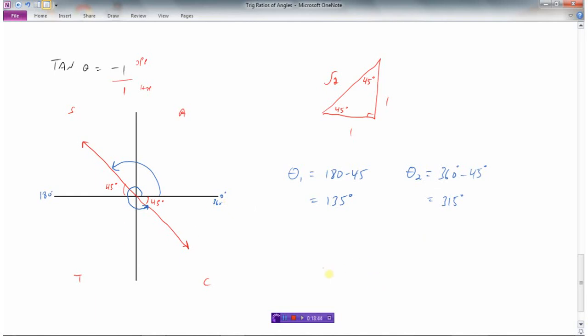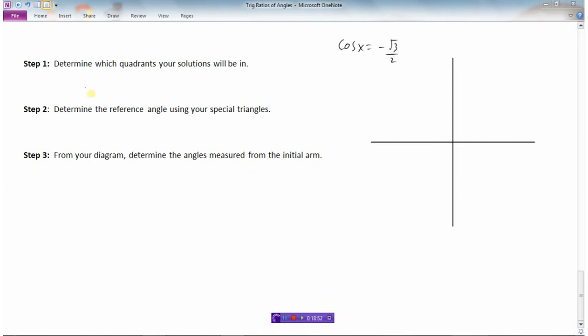So let's summarize how we can solve for an angle given the ratio. So the first step when you're given an equation like cos x equals -√3/2 is to determine which quadrants your solutions will be in. So here, where is cosine negative is the question. Well, not here because everything's positive. Let's write these down. Here, yes, because sine is positive, so cosine must be negative. So we get one there. And in here, tan is positive, so cosine must be negative. And in here, cosine is positive. Well, that's not going to work there because we have a negative.